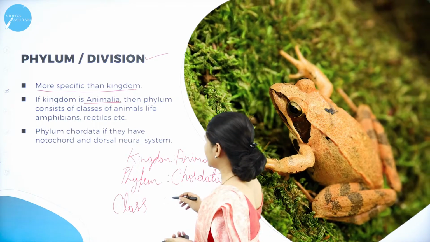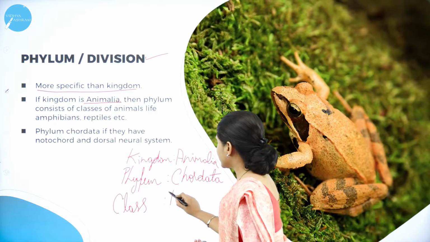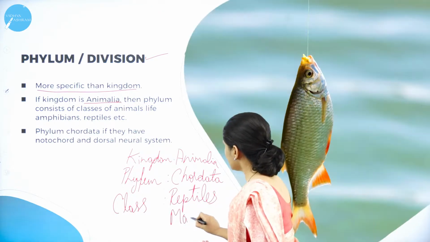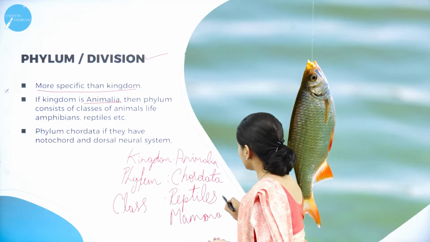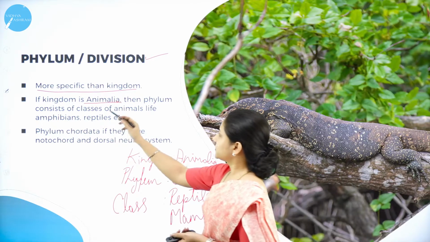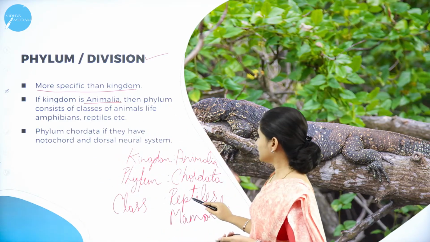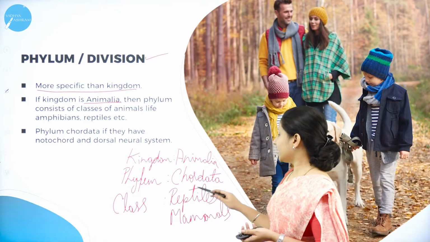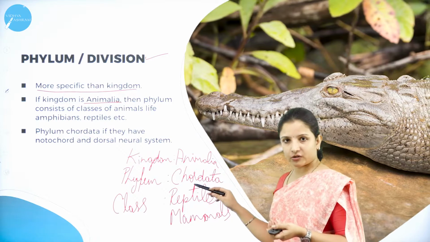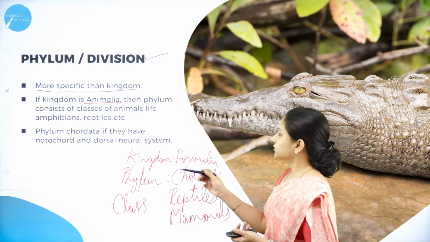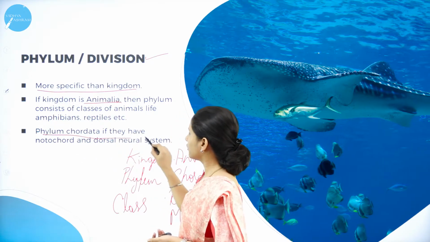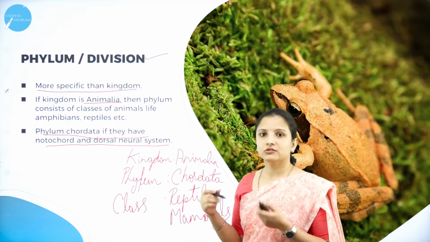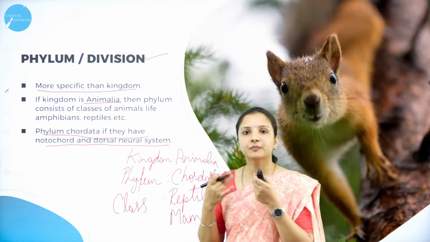And in class, if it is chordata, it can be reptiles, then it can be mammals. All these come under chordata. So this is how the classification occurs. If the kingdom is Animalia, then the phylum depends on the class of animals. For example, if they are reptiles and mammals, then the phylum will be chordata, otherwise it will be non-chordata. If they have a notochord and a dorsal neural system, then you can put it under the phylum chordata. So this is how phylum or division is more specific than the kingdom.